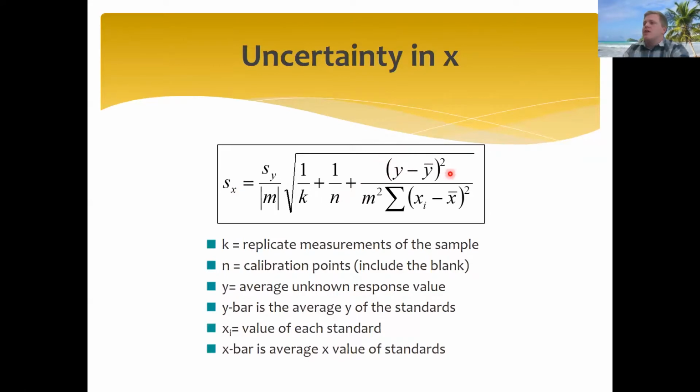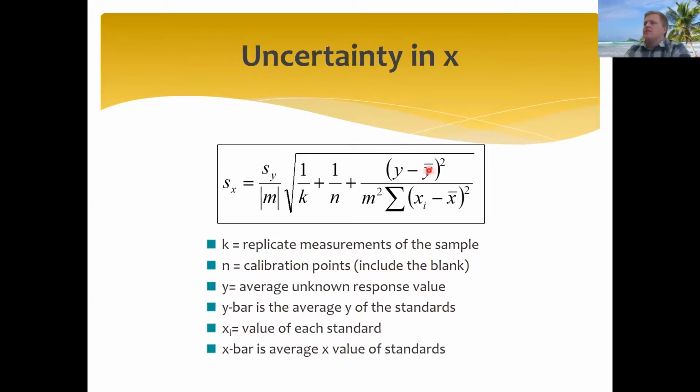Now up here on the top of this fraction is probably the most confusing part of this equation, because we have two y's here. This y is the average of your unknown response values. So if you measure your unknown 3 times, you take the average of that, and that's this y. But this y right here actually refers to your calibration standards. So this one is your unknown, this one is your knowns. And what you do here is you just take the average of the y values for your standards. So your average signal response for all of your standards.